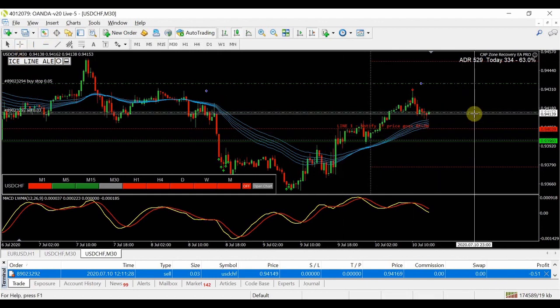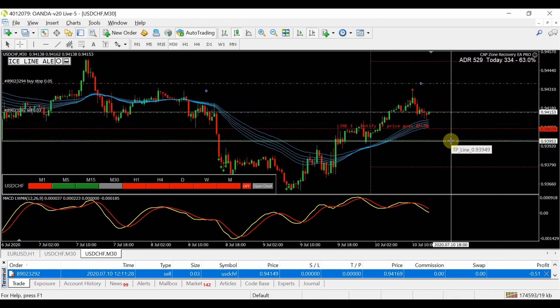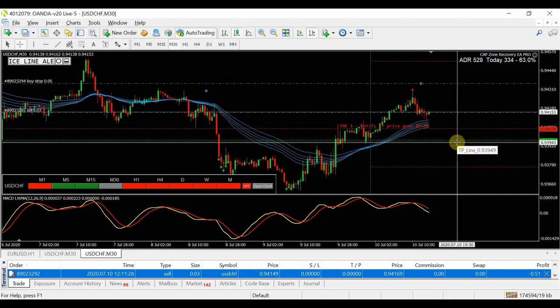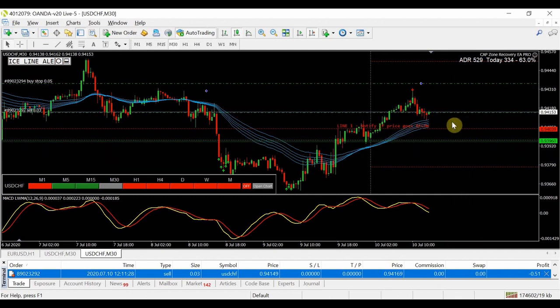in the traditional way, what I would do is put a stop loss above the highs, which I have there, and then the take profit line at the moment is at this level over here, this green line. So what I've done this time, as I've shown you guys, is I'm using the zone recovery EA to get me out of this trade if it goes against me.